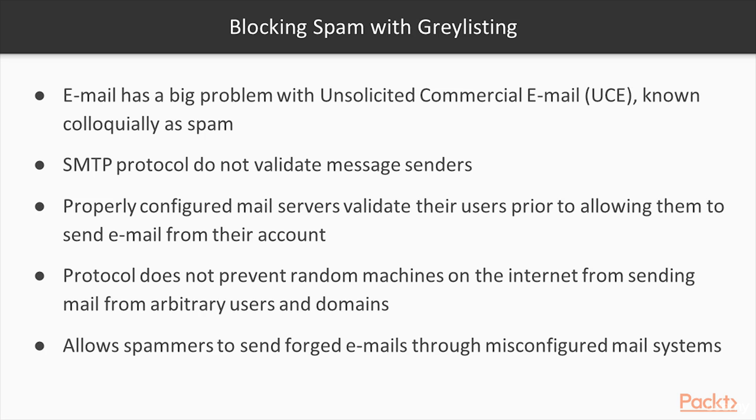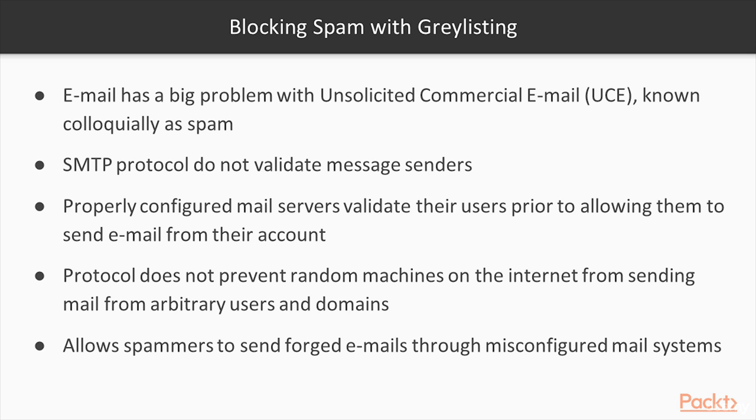As anyone who has been on the internet for a while knows, email has a big problem with unsolicited commercial email, UCE, also known colloquially as spam. Most of this problem boils down to the fact that the SMTP protocol does not do any validation of message senders. While properly configured mail servers will validate their users prior to allowing them to send email from their account, the protocol itself does not prevent random machines on the internet from sending mail from arbitrary users and domains.